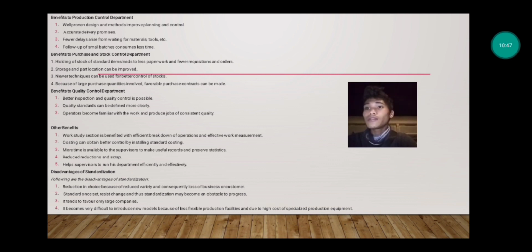Storage and part location can be improved. Newer techniques can be used to better control the stock because the largest purchase quantities and more favorable purchase contracts can be made.